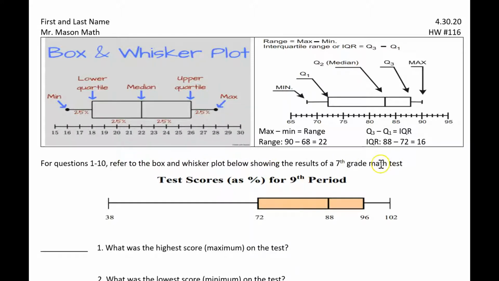For questions 1 through 10, refer to the box and whisker plot below showing the results of the 7th grade math test. Remember, in order to find the range, you're going to take the maximum number and subtract the minimum number. And in order to find the interquartile range, the space inside the box, that's going to be your quarter three minus your quarter one.